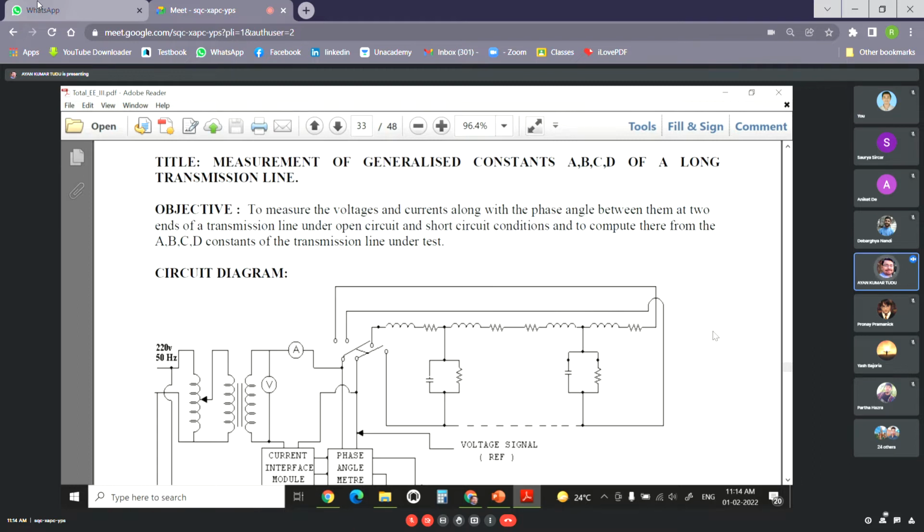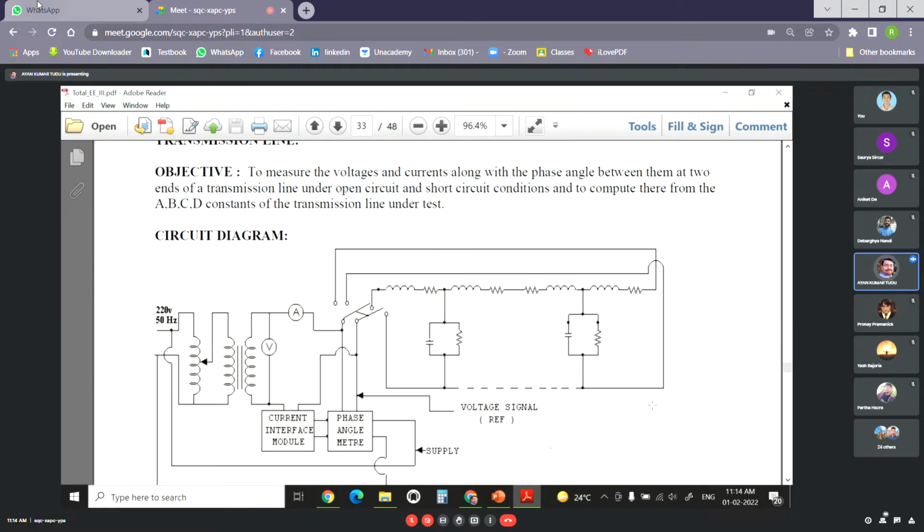So what we'll be doing in our particular experiment: we have a typical transmission line, as you can see, we'll be seeing the picture also. We have a voltage source which will be providing the supply while measuring the voltage and the current. We have a phase angle meter also. Please remember the switching function that has been shown in this circuit diagram; in our experimental setup we do not have any such switch.